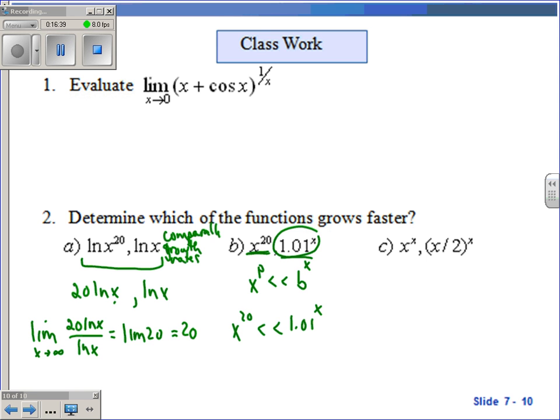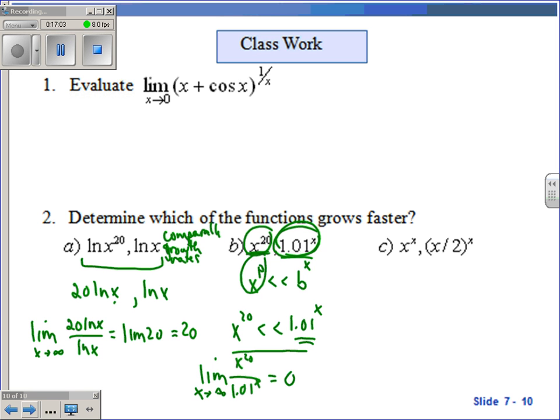So just look at the forms. This is the same as an x to the p, which is in your table, and this one is in the table, and this is the order that they're in. So if we wanted the limit of x to the 20th over 1.01 to the x as x goes to infinity, well, the one that grows faster is on the bottom, so this limit should be 0.